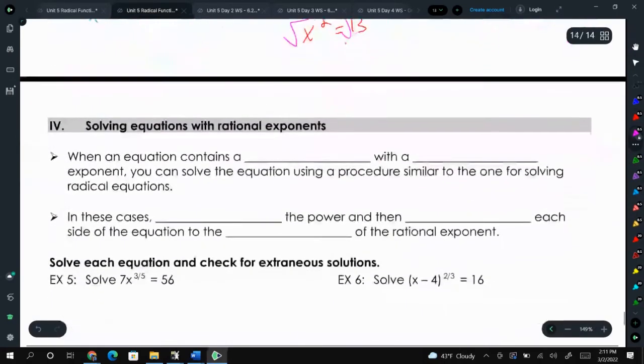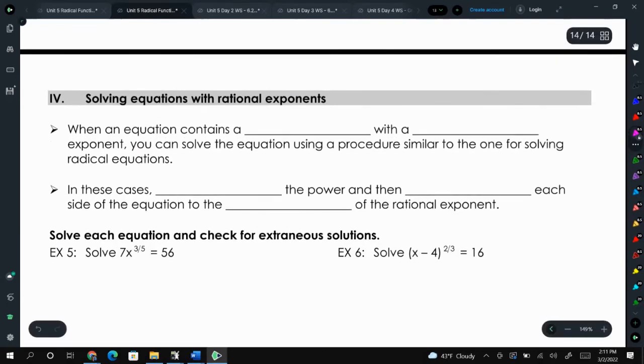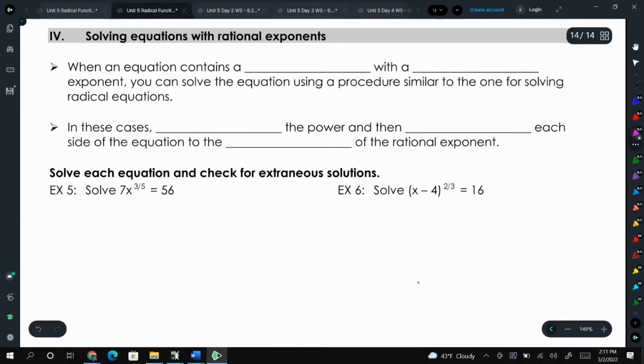The last part here, rational exponents. We already dealt with rational exponents. We said, okay, what would we do with 3 to the 2/5 power? What will that look like? So we're going to have equations that involve those now.